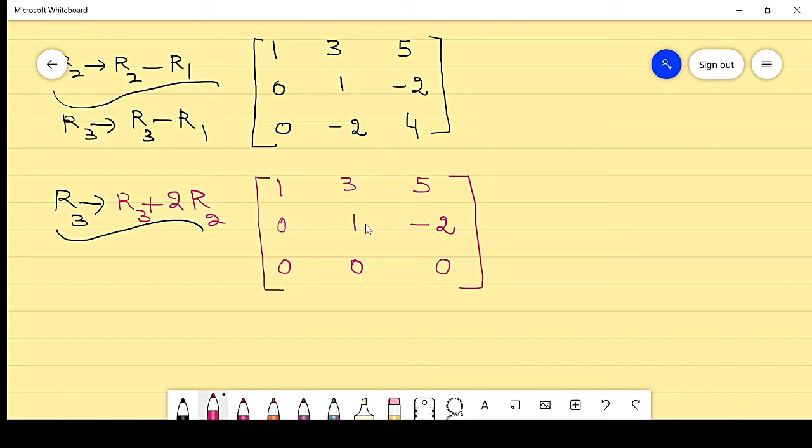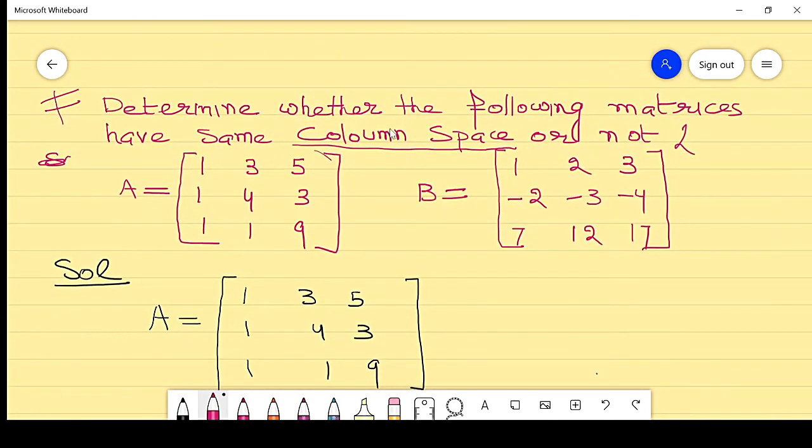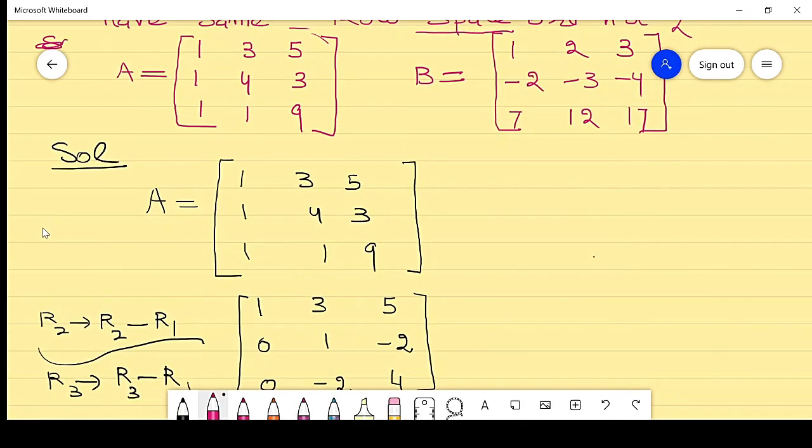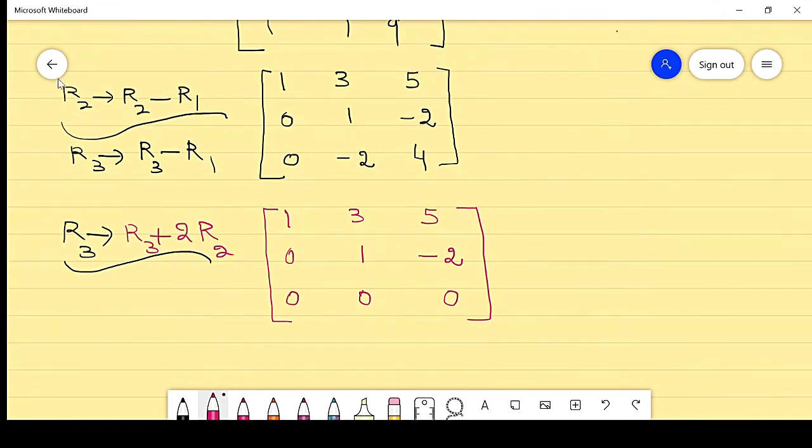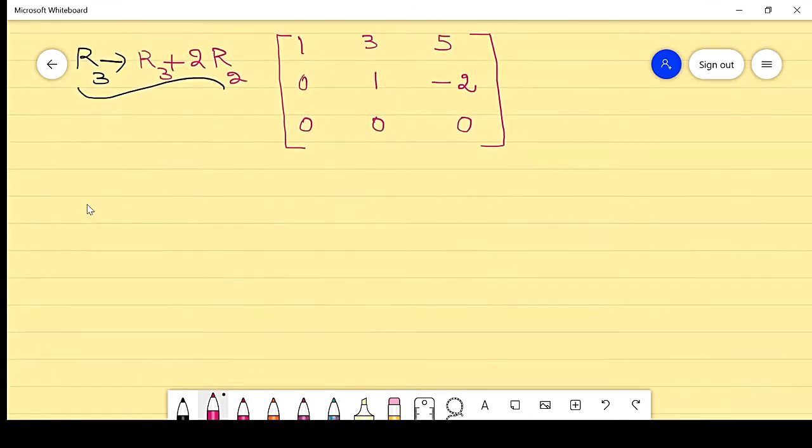So I just first change the question. So I will not do column space, because I am doing row space, then we will discuss about the column space. So first I want to find that they have same row space or not, because after doing one question we will discuss the column space. Now this is row reduced echelon form.